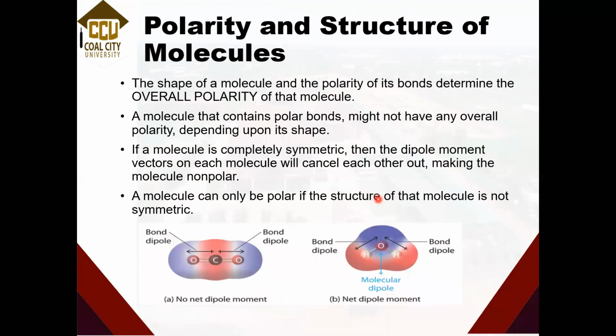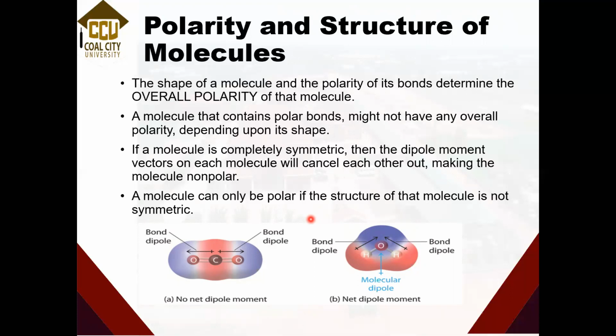Let's look at polarity and structure of molecules. This is very important. The shape of a molecule and the polarity of its bonds determine the overall polarity of that molecule. A molecule that contains polar bonds might not have an overall polarity depending upon its shape. I already said that earlier. If the shape is symmetrical, for example, a linear shape like we could see in beryllium difluoride, even though they have bond dipole moments, they will cancel each other out.